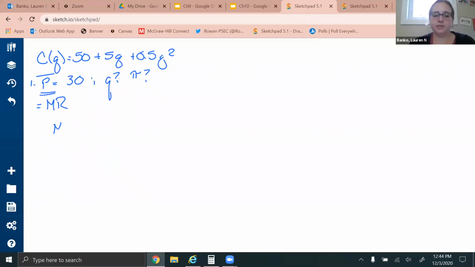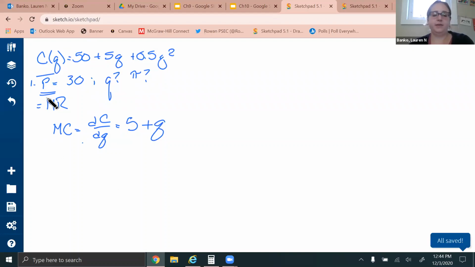Marginal cost is just the derivative of the cost function, which we've done a million times, it seems. So you take the derivative, 50 goes away, you get 5 plus q. And so we set this equal to our price and solve for q. We get that the quantity is 25 units.